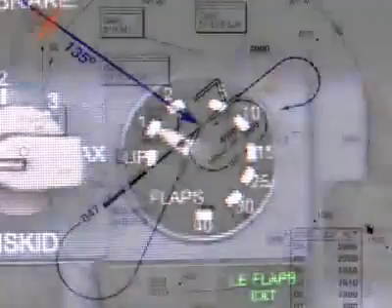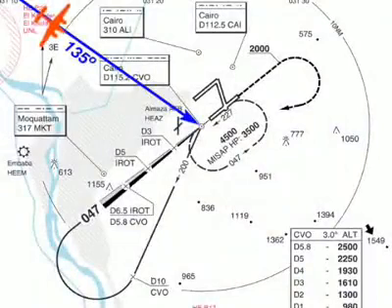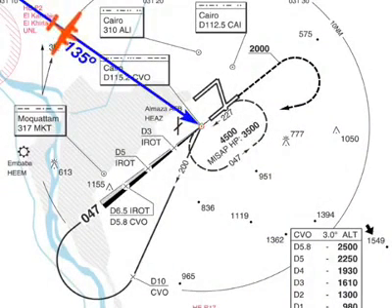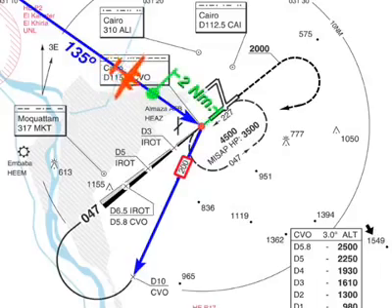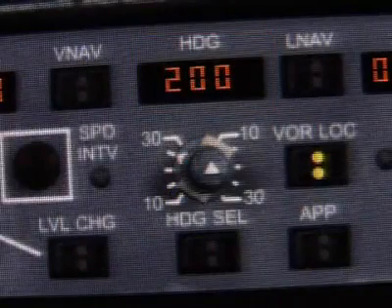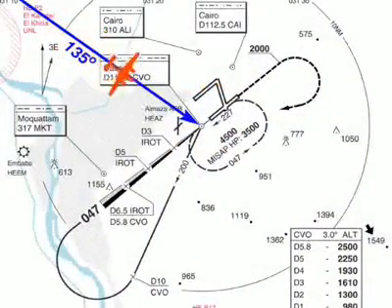The chart indicates that to intercept Charlie Victor Oscar, we have to turn to course 200. With the aim to capture the radial easily, we initiate the turn 2 miles before reaching Charlie Victor Oscar. To prepare the turn, we introduce in the window heading 200. Because VOR lock is activated, the aircraft continues flying the radial 135.